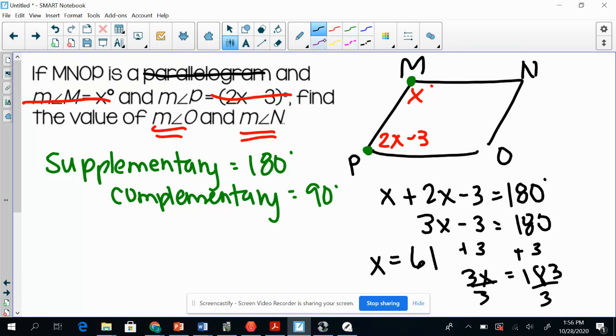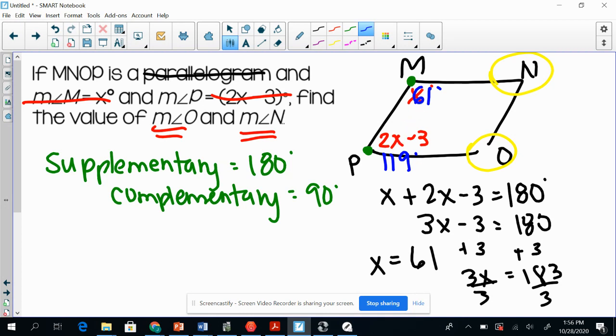We're looking at O and N. So maybe I would highlight O and N over here. So this is X, so we can say that M is 61 degrees. And you can either plug it in and do 2 times 61 minus 3 and solve, or remember these are supplementary, so I could take that 61 away from 180 and know that down here is 119. Again, 2 times 61 minus 3 should give you 119 as well.